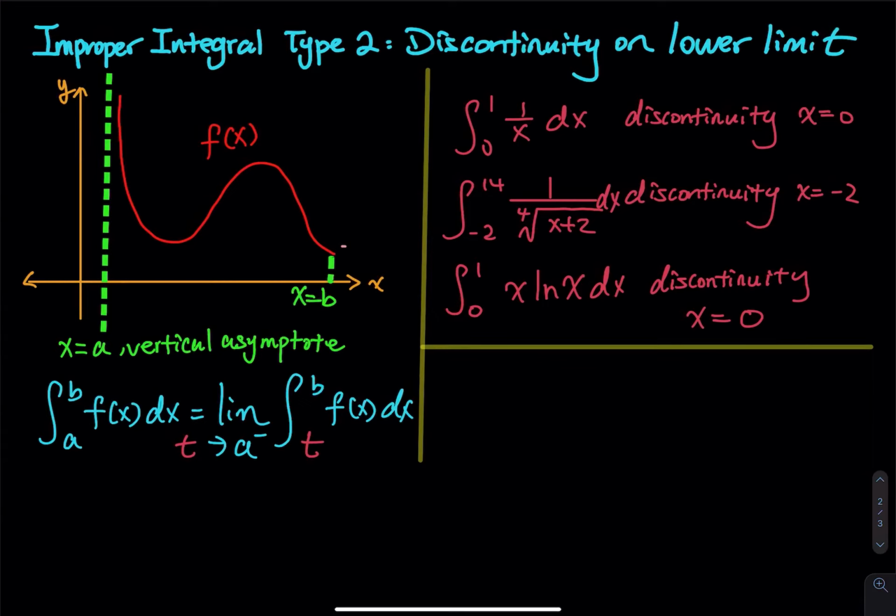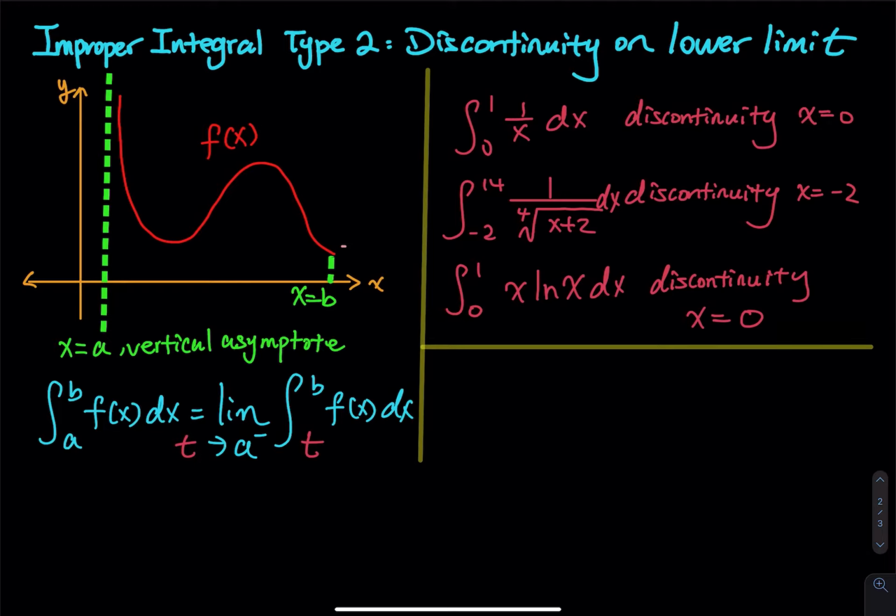In this type of improper integral, there is a discontinuity on the lower limit. Look at the graph I prepared for you. I am looking for the integral of f of x dx, where x goes from a to b. However, at the lower limit a, x equals a itself is a vertical asymptote.